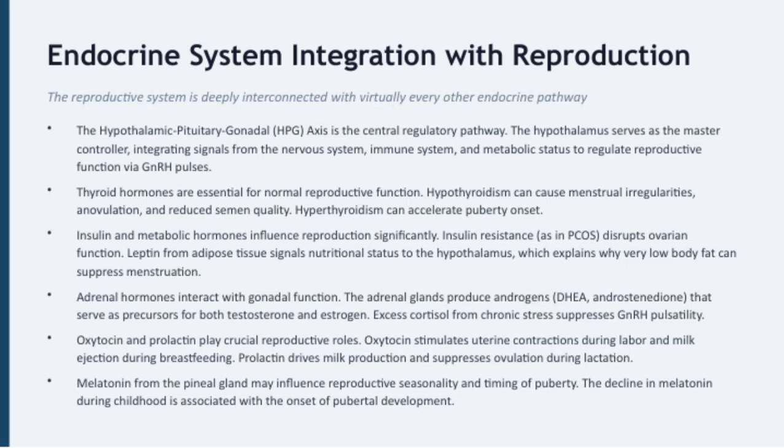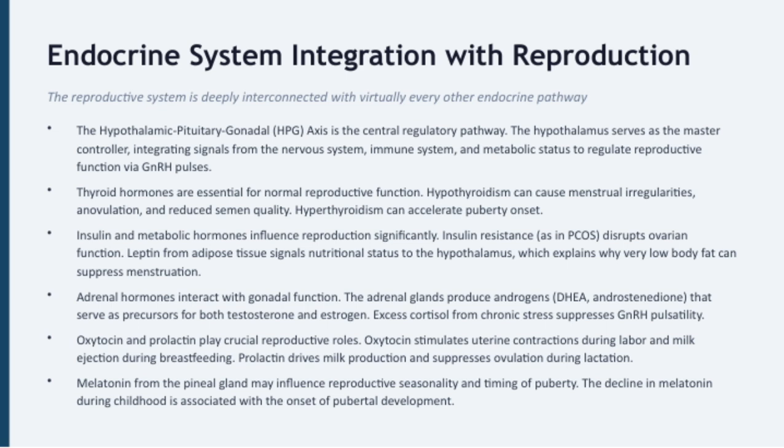The hypothalamic pituitary gonadal, or HPG, axis is really the central pathway that regulates reproduction. Think of the hypothalamus as the master controller. It's constantly integrating signals from the nervous system, the immune system, and the body's metabolic status. Based on all these inputs, it regulates reproductive function by releasing pulses of GnRH, which is the gonadotropin-releasing hormone. These pulses are crucial because they stimulate the pituitary to produce hormones that act on the gonads.